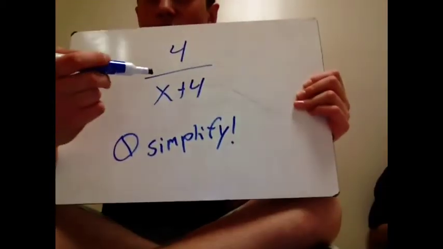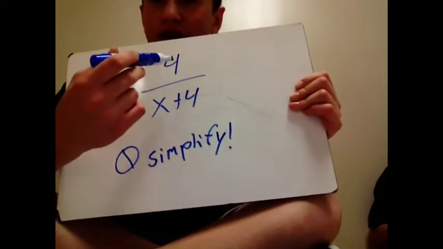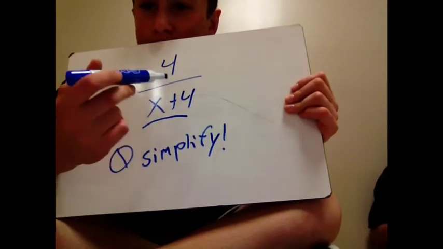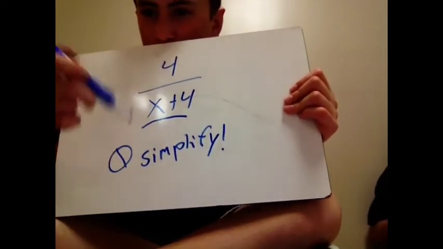Just a heads up, let's say you have a number like 4 over x plus 4, and you think you can cross cancel the 4s. You cannot, because this is a binomial, and this is not. This is together, and this is by itself, so you cannot do that, because that's wrong, so don't forget.